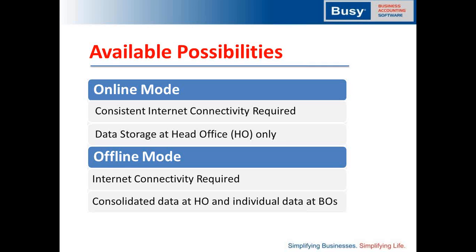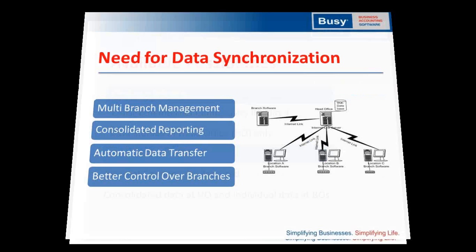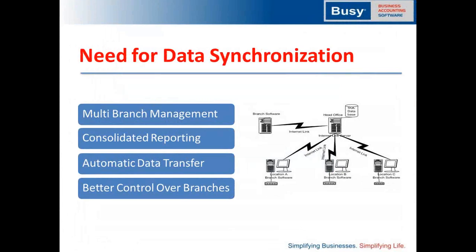In the offline mode, internet is required, but only for that part when you are shaking hands with the head office, when you are sending data, maybe for 10, 15 or 20 minutes. Individual data will be maintained in the branch offices, so they will have their separate data. But consolidated data will be there in the head office, where data from all the branches and data of the head office will be there in the central database. So this is our offline mode, the data synchronization.